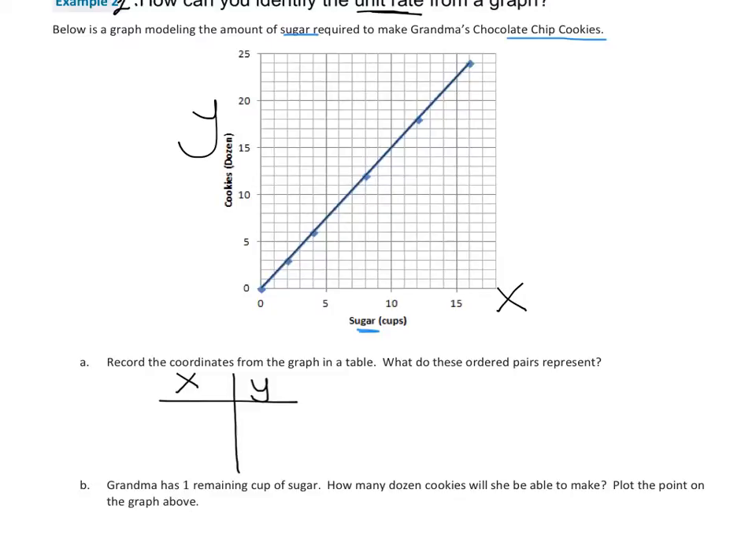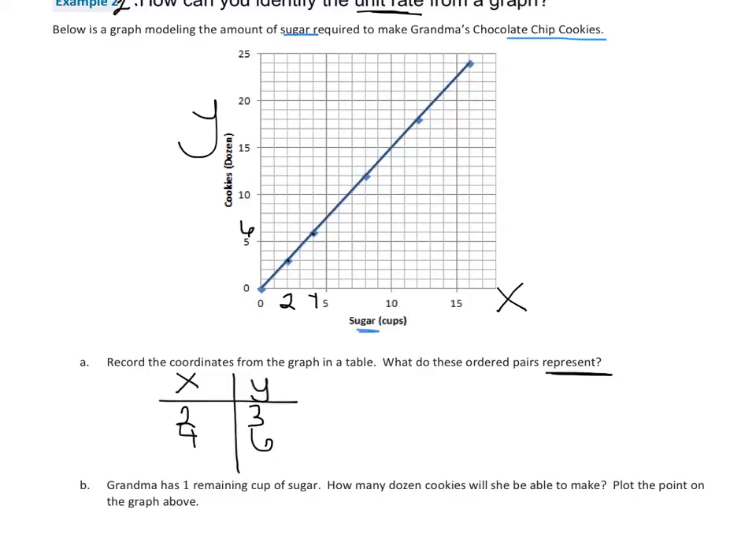So using some points from our graph, if I go over 2, I'm here and then that's up 3. So (2, 3) is a point on our graph. And let's do one more. This is 4, and then up 6. So (4, 6) is another point on our graph. What do these ordered pairs represent?